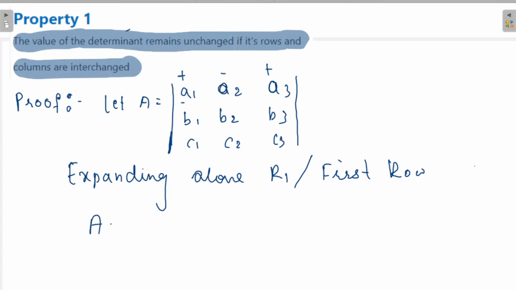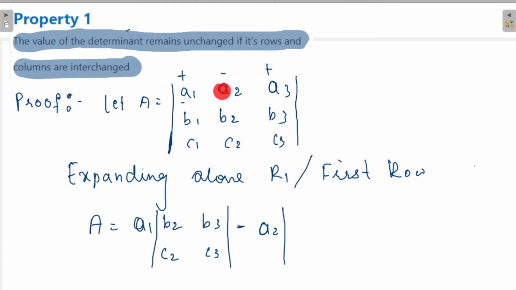So here A is equal to what? See here, first A1, and I will make a 2 cross 2 determinant, that is B2, B3, C2, C3. Now here this becomes minus A2. Minus A2 means we delete the first row and second column. Now here this is C2, we delete this and this. So what is remaining? B1, B3, C1, C3. These are remaining now.